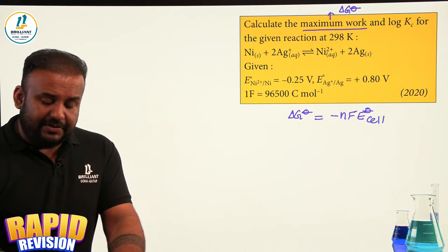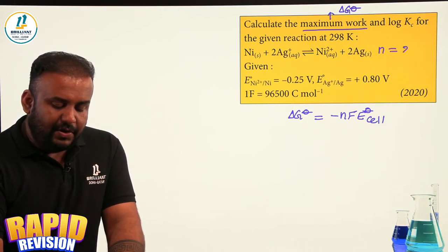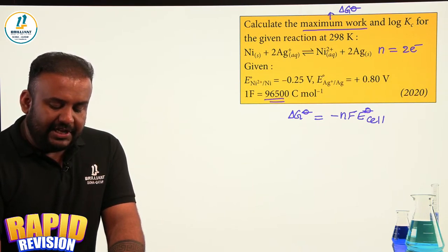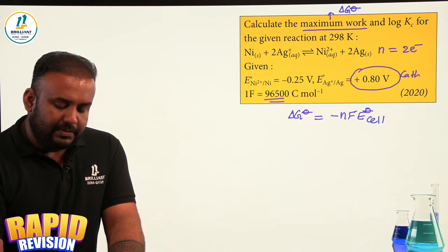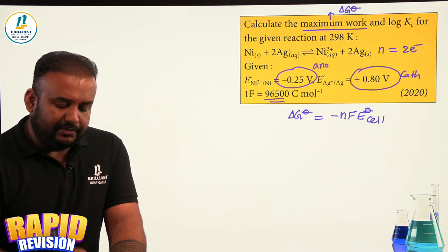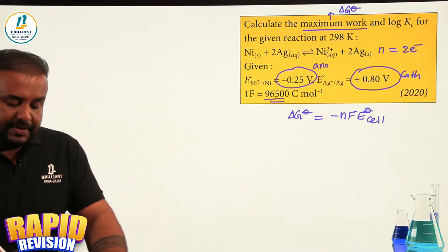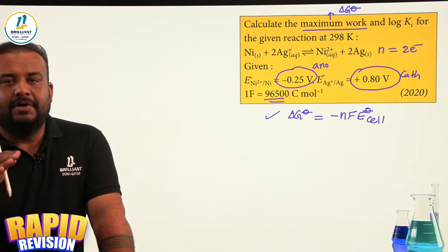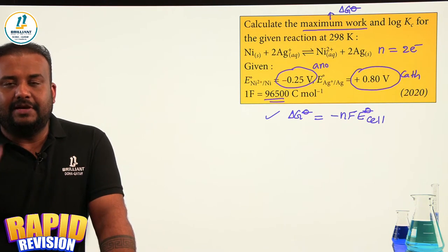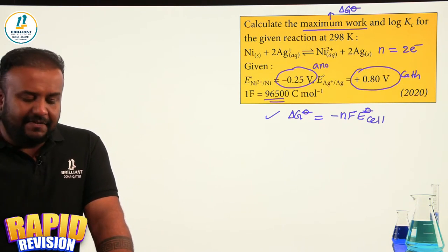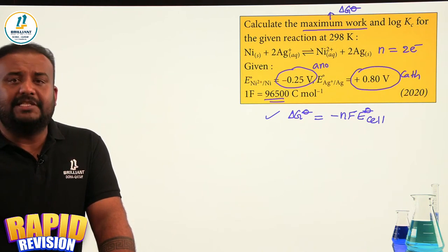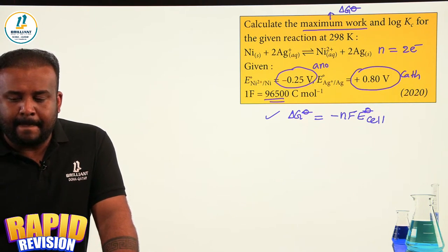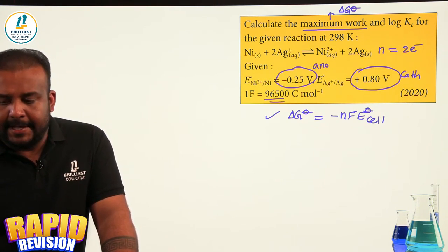Again, like in the previous question, what is the n value here? There are two electrons involved. Then the F value is already given. E0 cell you can calculate. This will be cathode. This will be anode. Clear? Any doubt in this question related to the delta G0 part? Whatever answer you get, it will be negative. So let's say if it is minus 20,000 joules, the answer for this question will be: calculate the maximum work. The maximum work is 20,000 joules. That's it. Did you understand that? Is it clear?